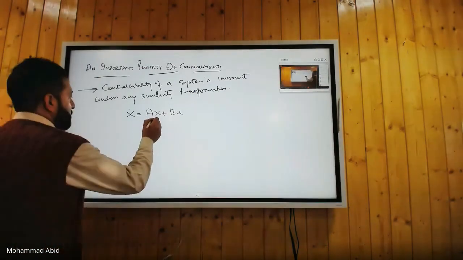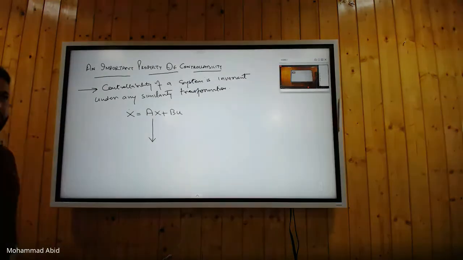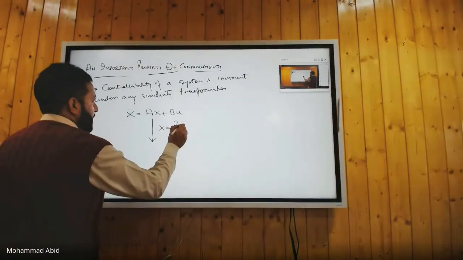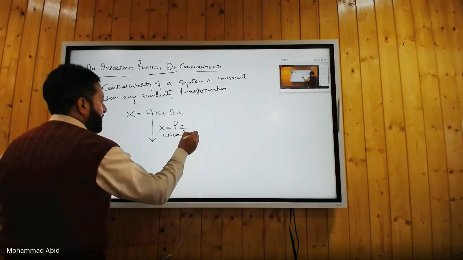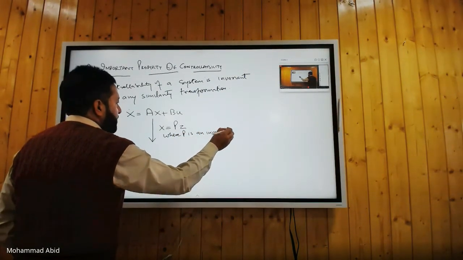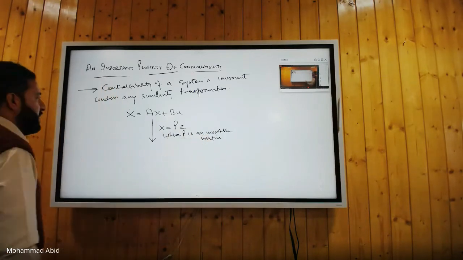when you do the similarity transformation. For example, if I do some similarity transformation here, how do you define a similarity transformation? Yes sir, x equal to Pz where P is invertible. P is an invertible matrix. I define something like x is equal to Pz. X is equal to Pz, z is equal to P inverse x. किसी भी तरीके से define कर सकते हैं. That's one and the same thing.